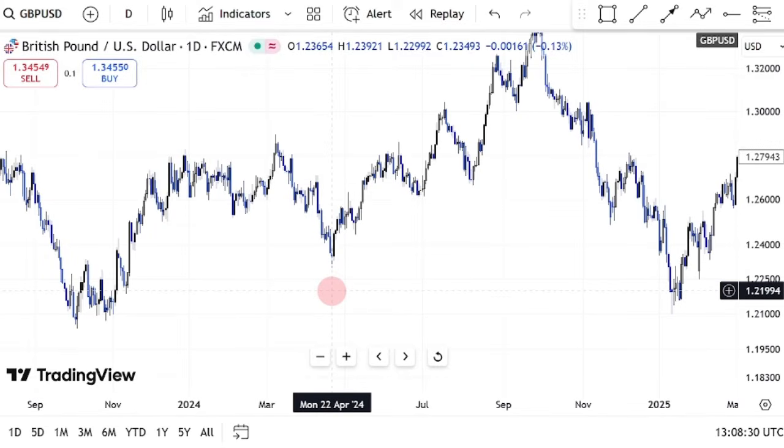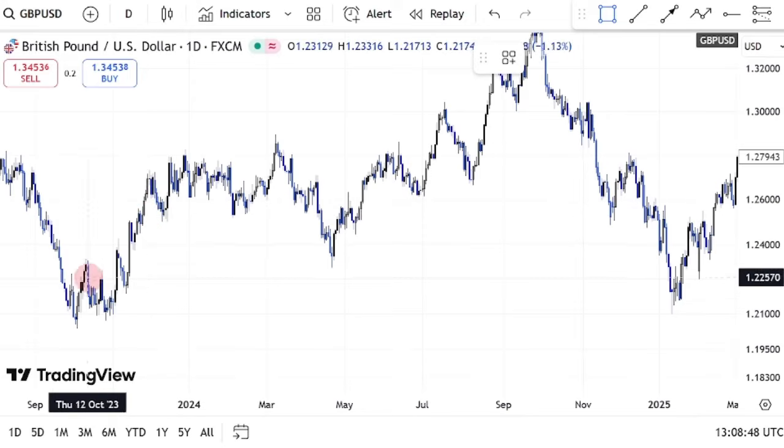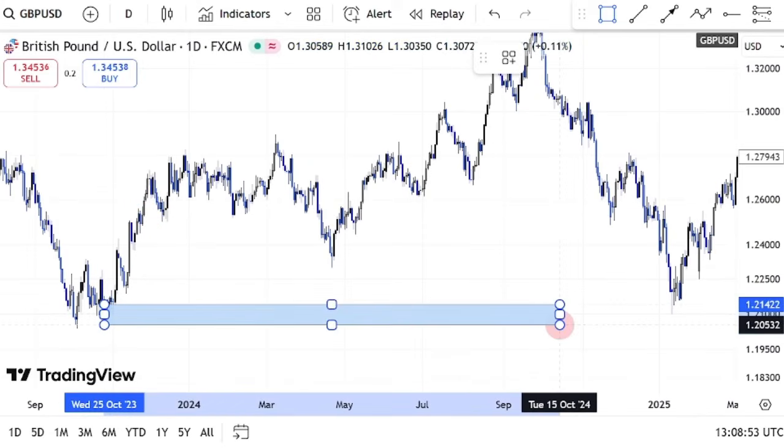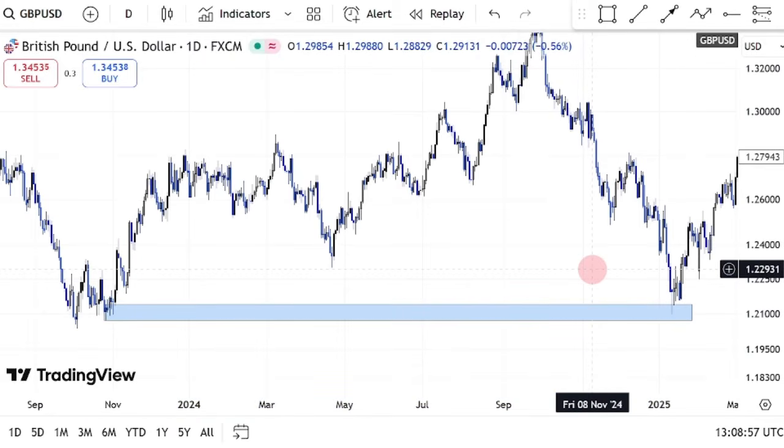Alright, so here we are on GBP USD daily time frame, and I just want us to look at this chart from the multi-time frame analysis aspect. So on this chart, what can you identify? First, we'll be marking our demand zone. So this is the demand zone on the daily time frame. And what can you see?